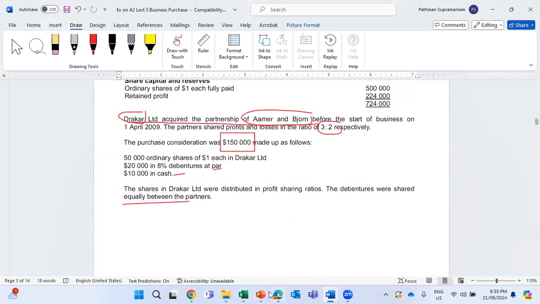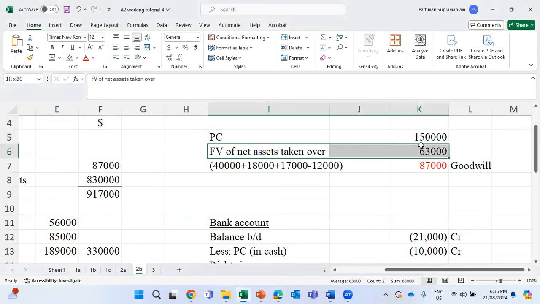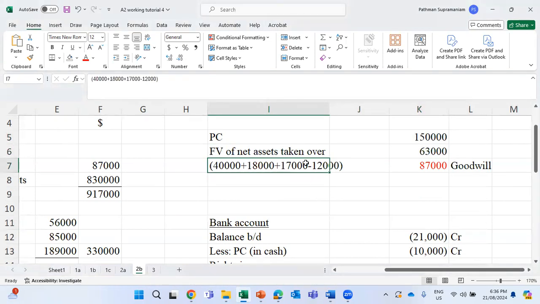From here. Okay. And then the fair value of net assets taken over is 63,000. So how do we get 63,000? Here's the working. Add all this up and minus 12,000, you get 63,000. So the difference between these two is the goodwill. So the buyer paid 150,000 for something worth 63,000, which means the buyer paid extra of 87,000.